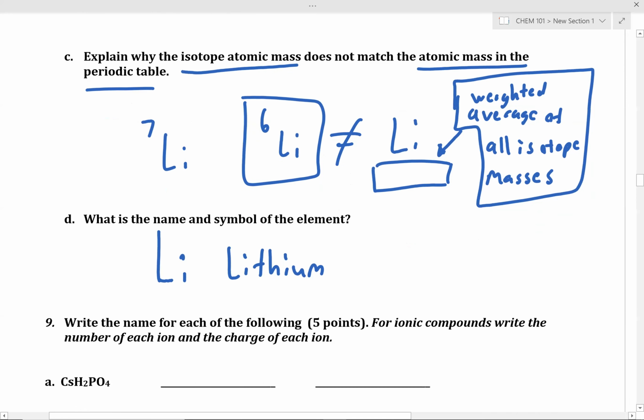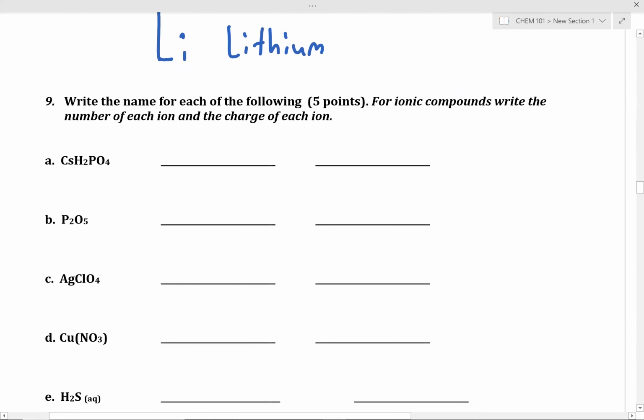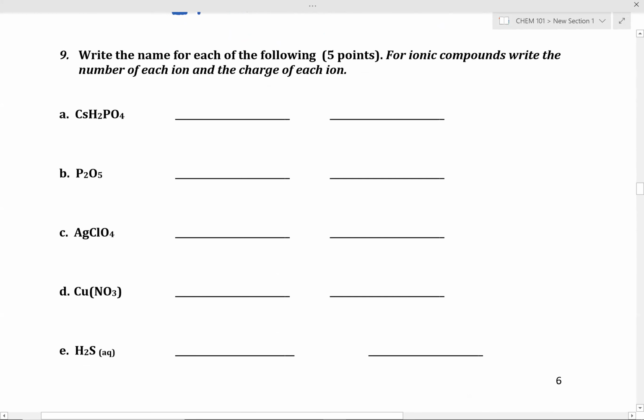So let's now switch to nomenclature. This is a bit of a review from the previous few lectures. We're asked to name each of the following. We're going to put the name on the left-hand side and then the ions and their charge on the right-hand side. With that rule established, let's look at this first example. Is this an ionic or a covalent compound? Ionic. This is an ionic hydrogen-containing polyatomic ion-based compound.